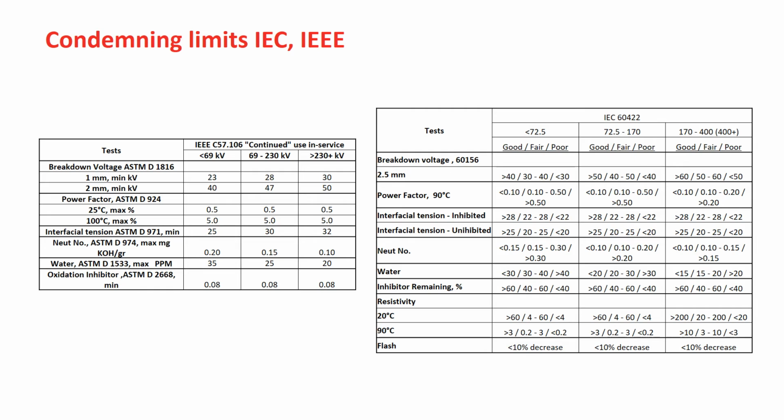Both IEC and IEEE suggest condemning limits based on the capacity of the transformers. As you see in the below table, for example, IEEE 57.106 has divided the transformers into three categories: below 69 kV, between 69 to 230 kV, and more than 230 kV. Let's review some of these tests.